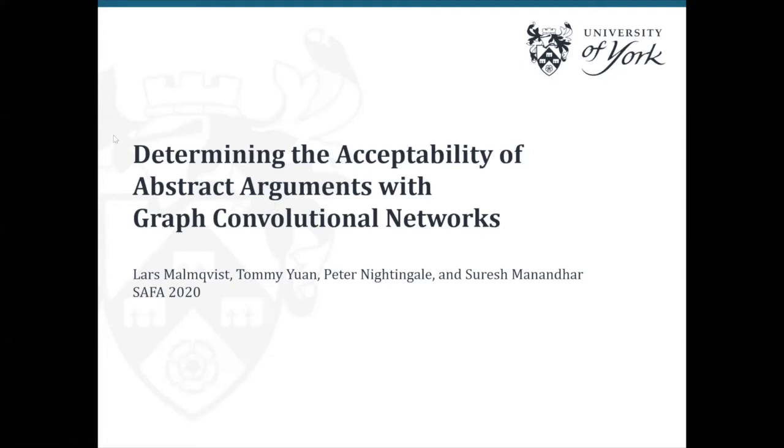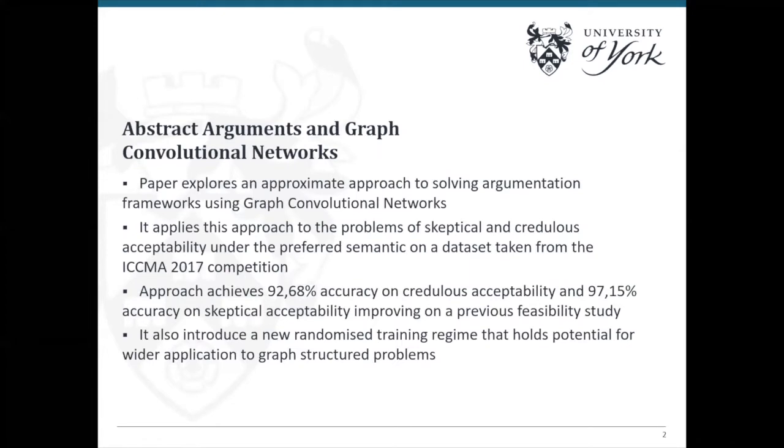Okay, well, hello everyone. I'm going to talk about our paper, determining the acceptability of abstract arguments with graph convolutional networks. What this paper explores is an approximate approach to solving classic Dung argumentation frameworks using graph convolutional networks, which is a variant of graph neural networks that has been quite successful in a number of other domains.